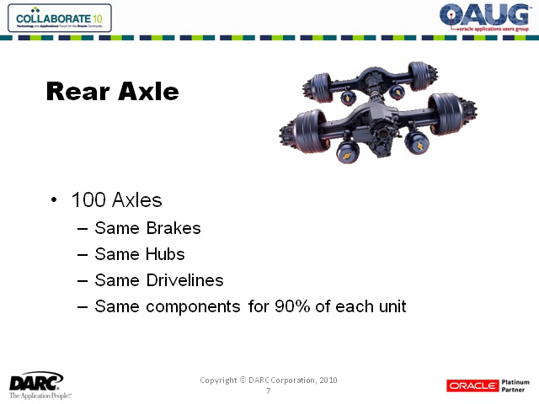Let's first take a look at the rear axle. A very complex assembly and highly configurable. Let's say that you're going to build 100 trucks and you're going to order 100 axles for this customer. All of these axles would have the same components for the most part. They would have the same brakes, the same hubs, the same drive lines. You would have the same components for 90% of each unit that you would order.